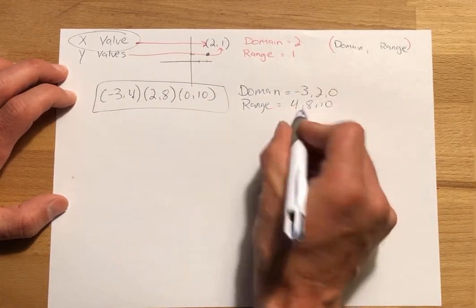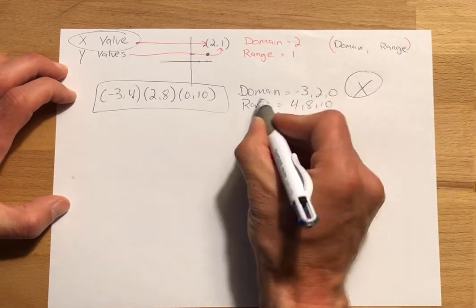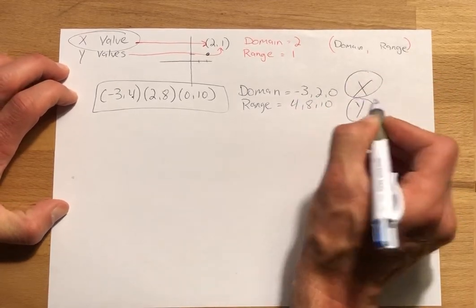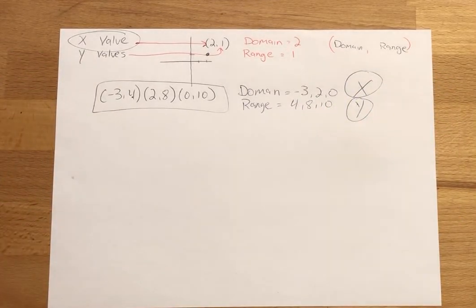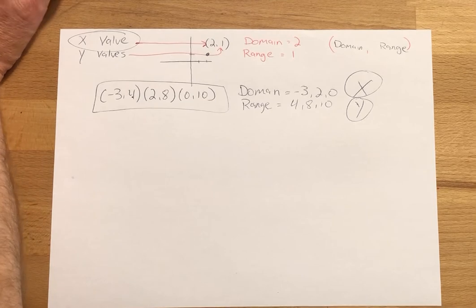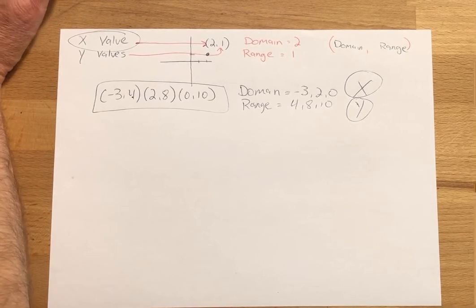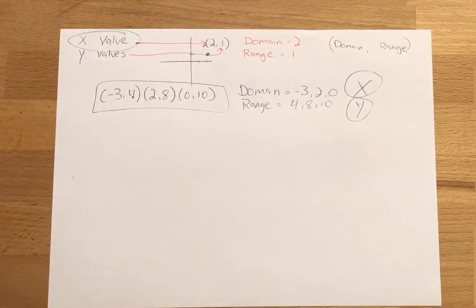So your domain is always your x. Your range is always your y. You're going to see these two words all the time in math. Now, the next thing it's going to ask is if a function has repeating x values. If you have a function and it has repeating x values, then it is not a function.